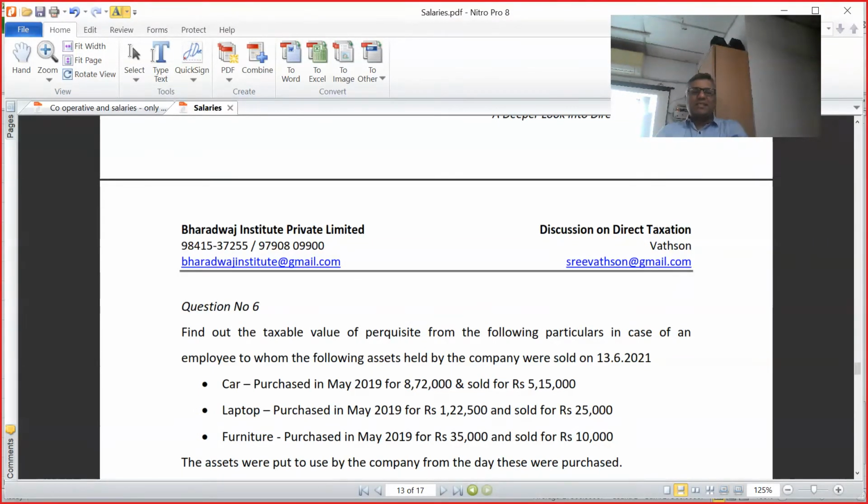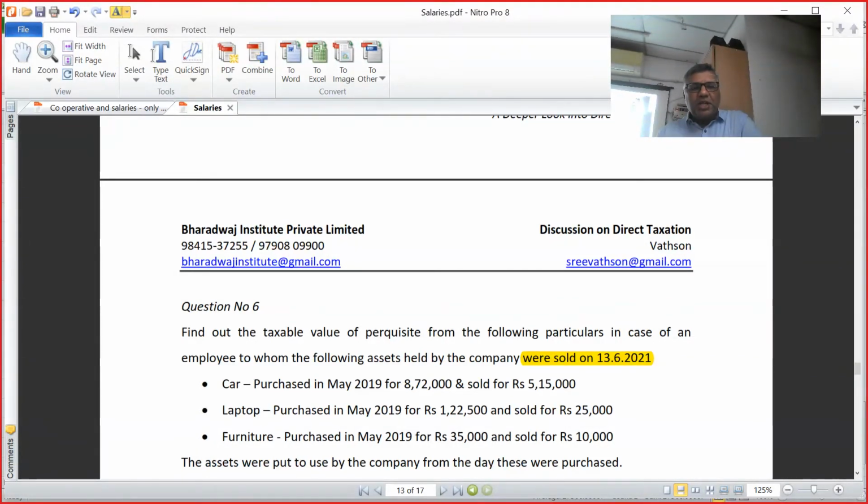Find out the taxable value of perquisite from the following particulars in case of an employee to whom the following assets were sold in June 21. Original cost minus depreciation at the rate of 50% for computers and electronic equipment, 20% for motor car, in both these cases written down value method or diminishing balance method, and 10% on straight line basis for other assets. That is the provision.